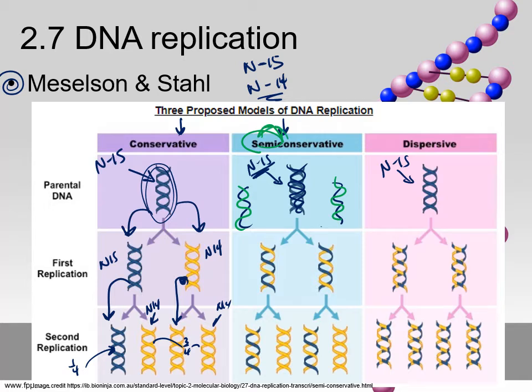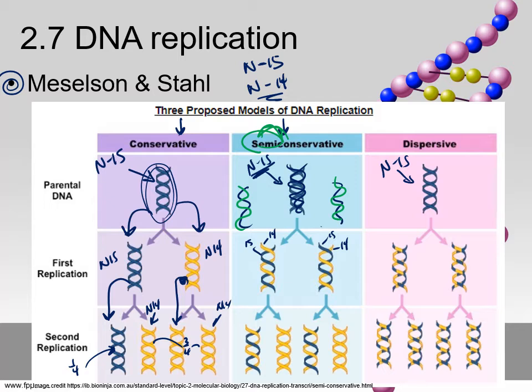If DNA replication is semi-conservative, then after our first generation, each piece of DNA will be half nitrogen-15 and half nitrogen-14. We'll have these hybrid versions of the DNA.